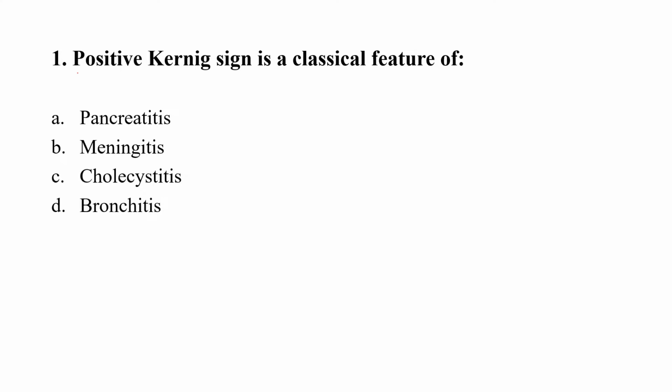Question number 1. Positive Kernig sign is a classical feature of option A, pancreatitis, option B, meningitis, option C, cholecystitis, option D, bronchitis. Correct option here is option B, which is meningitis. Positive Kernig sign is a classical feature of meningitis.